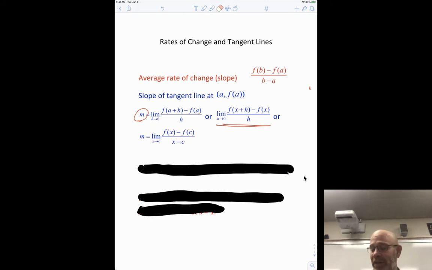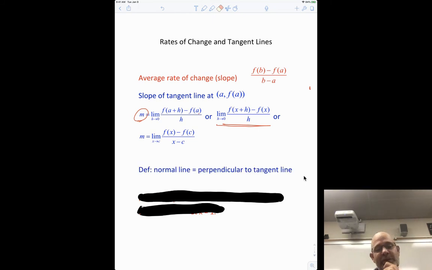And here's another one. Instead of using the idea of h getting smaller, you call one point x and one point c. So now you have f of x and f of c. Those are just the 2 points, and x is getting closer to c. It's just a different notation. It means exactly the same thing. You can use either notation you like. We're going to do an example here in just a second. Just one little definition: you might hear the word normal line.